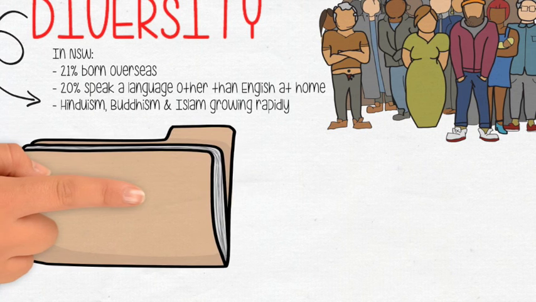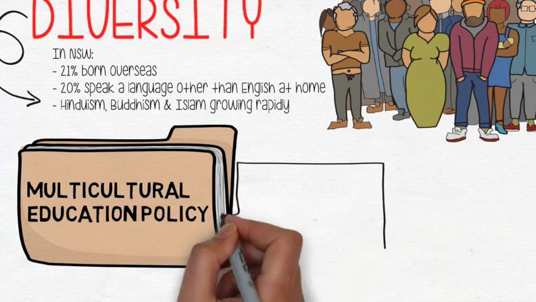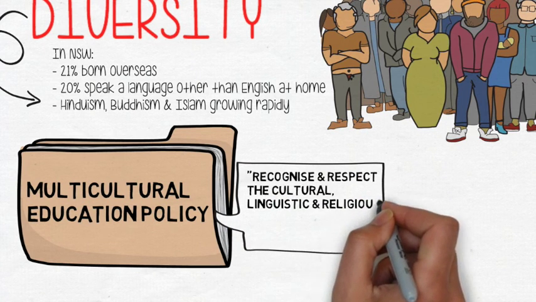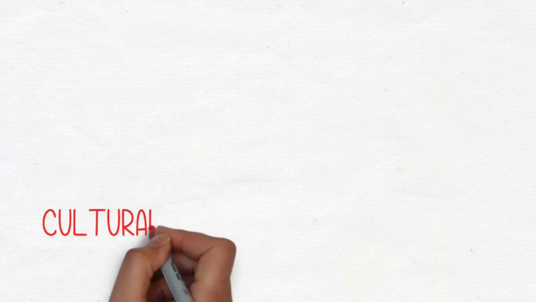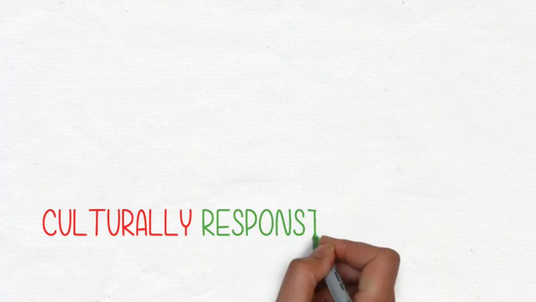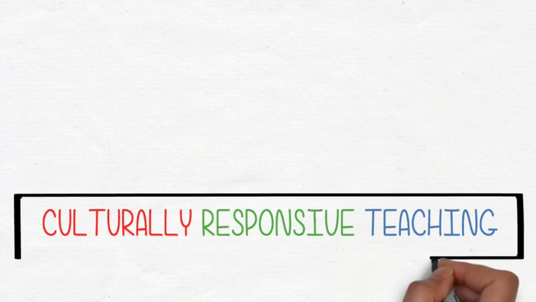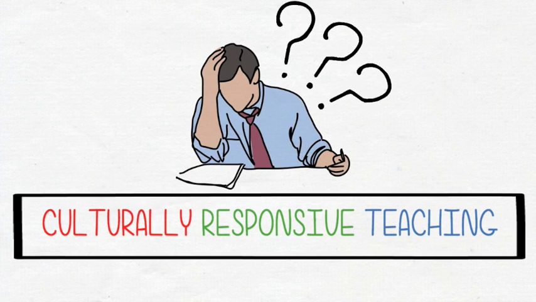This is explicitly addressed in the New South Wales Government's multicultural education policy, which calls for schools to recognise and respect the cultural, linguistic and religious backgrounds of all students. In order to do this effectively, the literature tells us that we must utilise culturally responsive teaching practices to assist our students to realise their full potential. But what are these practices specifically, and how can they be implemented?